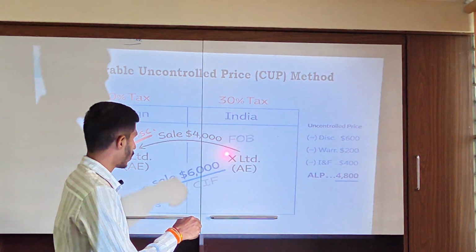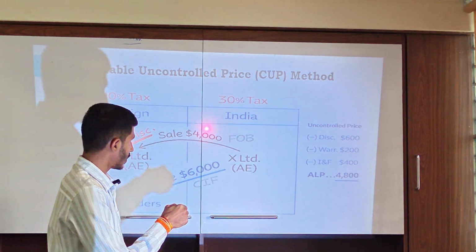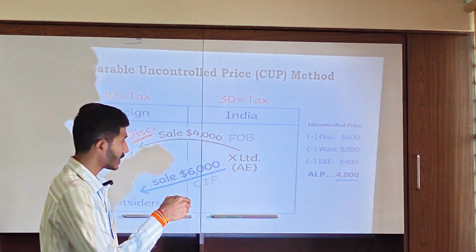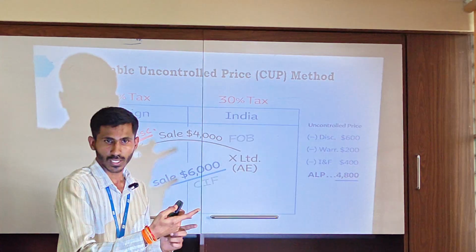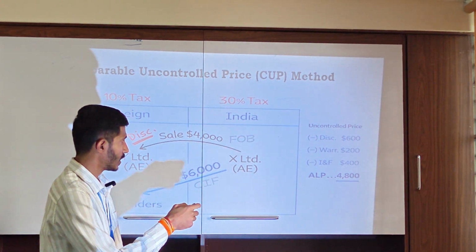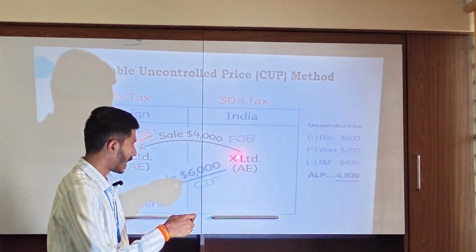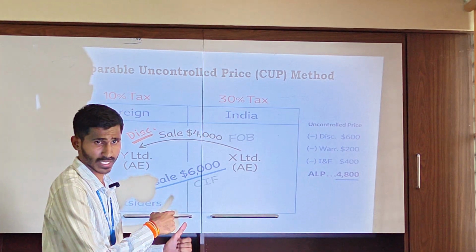Here we will not touch this 4000 value, because this 4000 transaction value is between X Limited and Y Limited. So this is the transaction price between associated enterprises. These both can set any price, so the tax authorities do not trust this price. So what this method specifies is, take this sale value and the transaction with any other independent entity which is not an associated enterprise.